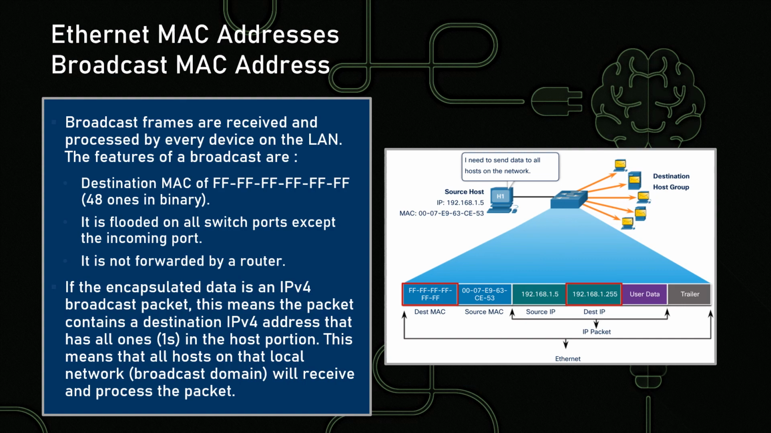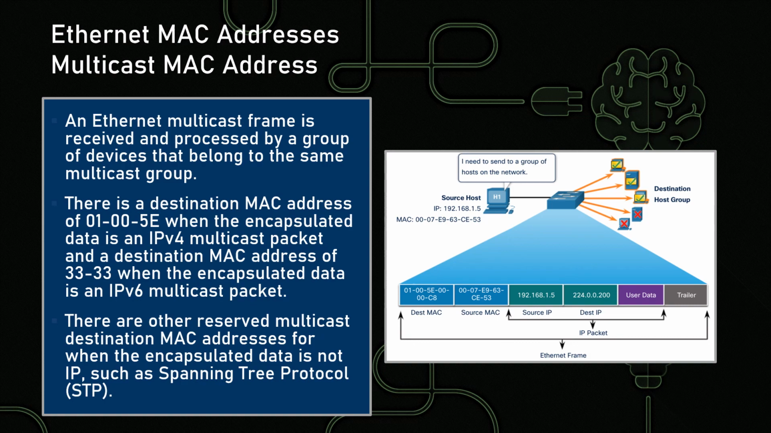If the encapsulated data is an IPv4 broadcast packet, this means the packet contains a destination address that is all ones. That means all hosts which match the subnet mask, and therefore the host and destination IDs, will receive and process the broadcast packet. A multicast frame, which again is a select set of subscribers, is going to have a destination MAC address of 01005E.